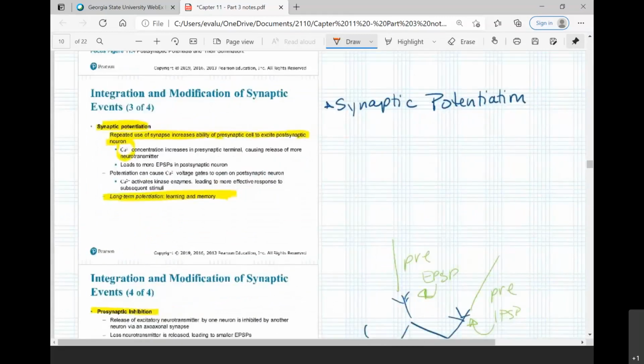Okay, so there's another term that we're going to talk about before we move on to neurotransmitters, synaptic potentiation. Synaptic potentiation is where we have repeated use of the synapse. And if we have repeated use of the synapse, it's going to increase the likelihood or the ability of that cell to excite the postsynaptic neuron. Basically, the more you use it, the more it'll fire. Potentiation, it will add. So repeated use of a synapse will increase the likelihood that it's going to actually get excited in the long run. Potentiation is a big area of research, specifically when it comes to learning and memory.